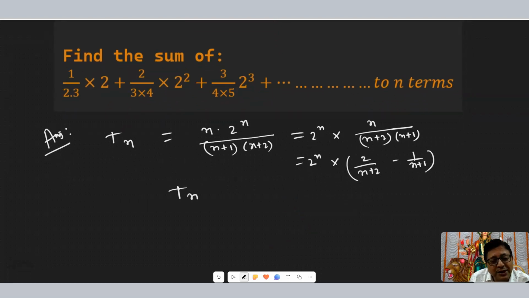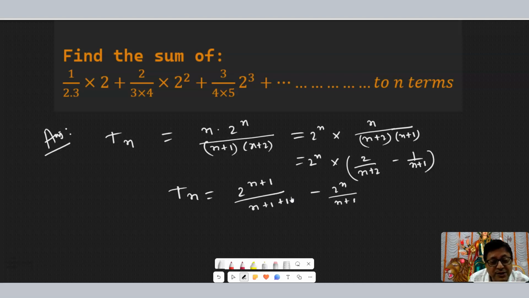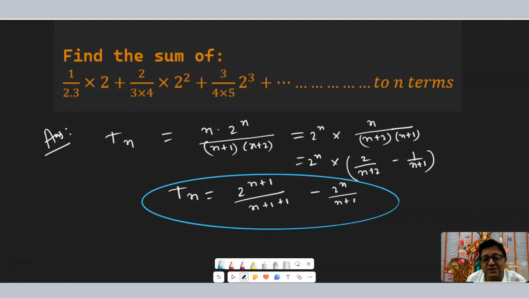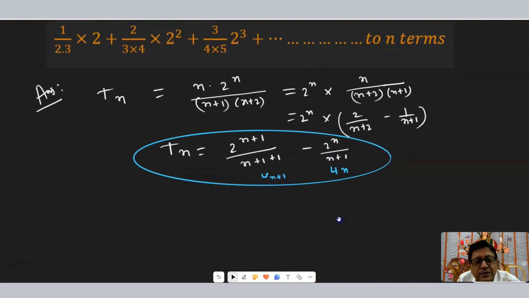So Tn actually going to be what? 2 to the power n plus 1 by n plus 1 plus 1 minus 2 to the power n by n plus 1. I have written this thing intentionally. Why n plus 1 plus 1? I am seeing this one as a telescopic series. If I have taken this one as un, this time it is changed. This will be un plus 1. Isn't it? See, you just change n by n plus 1, you will be getting this. Am I clear? I hope all of you have understood.